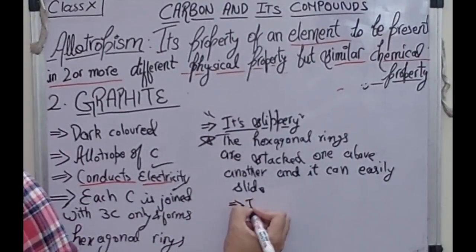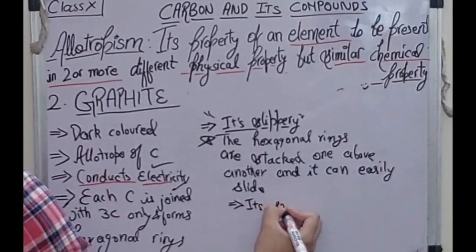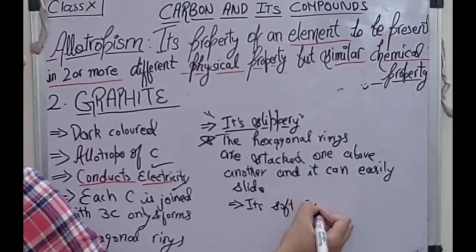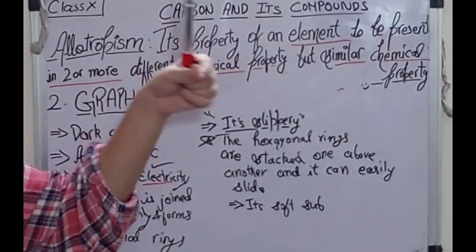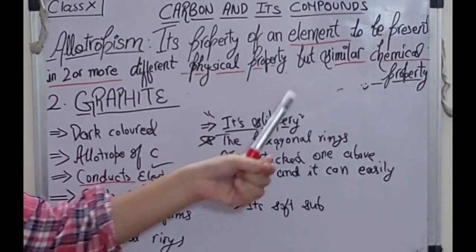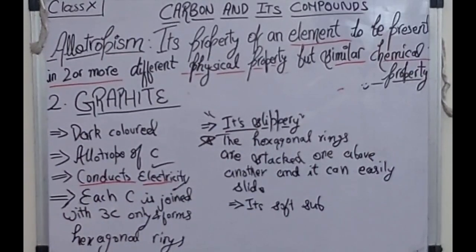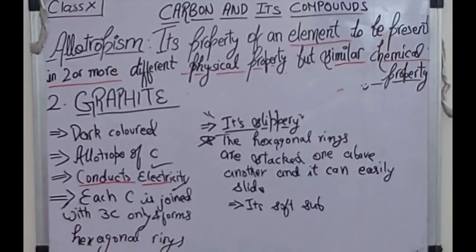One more point. It's a soft substance. Obviously it is solid, so you cannot just change its shape and size by exerting pressure, but still it is soft. Like my cloth, it is soft. In the same way, graphite is quite soft. I'm not comparing my clothes with graphite. I'm just giving an example.